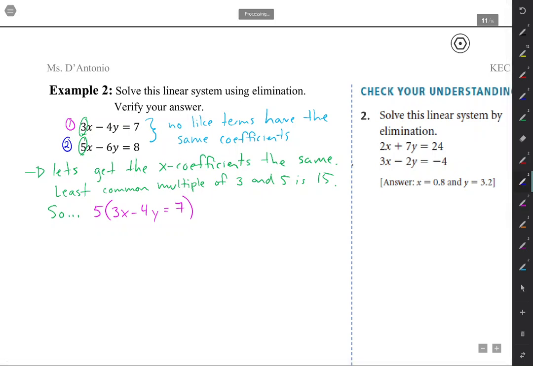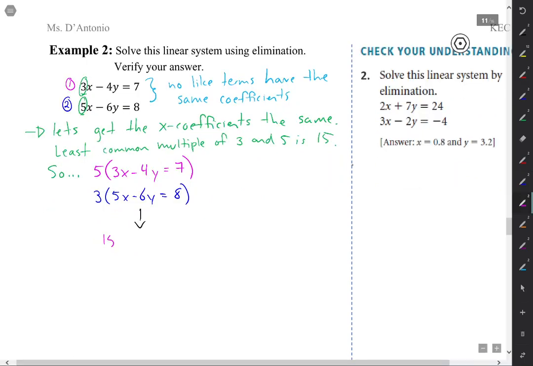And then for the next one, we need that 5x to turn into 15x. So we are going to multiply that one by 3. But we have to multiply that entire equation. So if we were to do that, we would get 15x minus 20y is equal to 35 for the first one. We'll call this one 1b. And then for equation number 2, we would get 15x minus 18y is equal to 24, and we'll call that 2b.